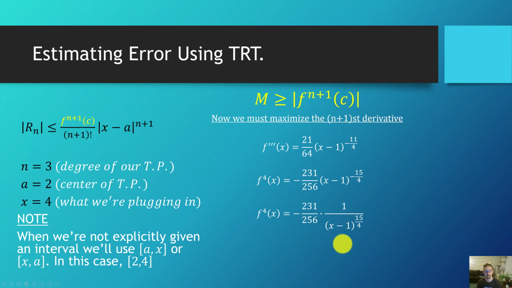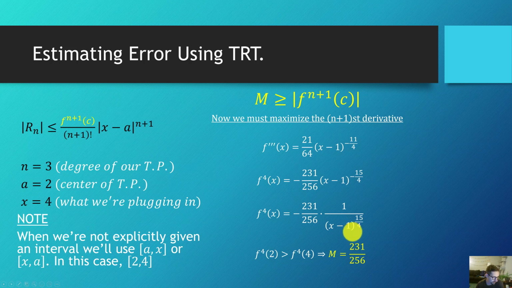And so since the variable is in the denominator, a smaller number in the denominator would lead to a bigger overall expression, and we want a bigger upper bound. So x equals 2 would work because that would be bigger than the fourth derivative at x equals 4. And that's also really nice for us, again, because if we plug in x equals 2, we get 1 to the 15 over 4, which is just 1. And so because we want the absolute value, we'll get M equals 231 over 256.